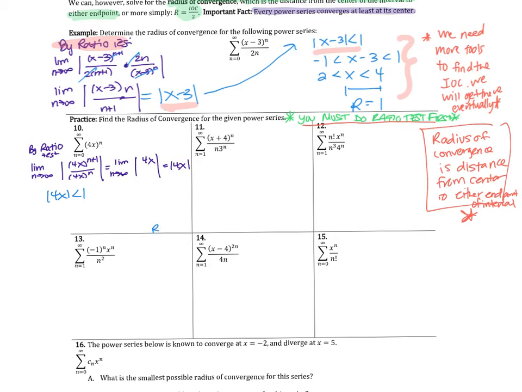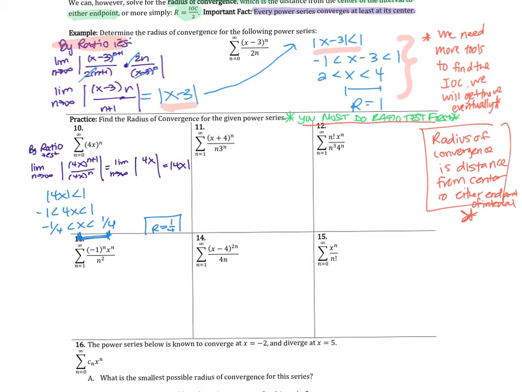If right now you can already tell that the radius of convergence is going to be 1/4, that's fine. You don't need to show any more work. If you don't see how far this is going to be from the center, you can go ahead and split it and then divide by 1/4. The radius of convergence is the distance from the center to either end, which is 1/4.